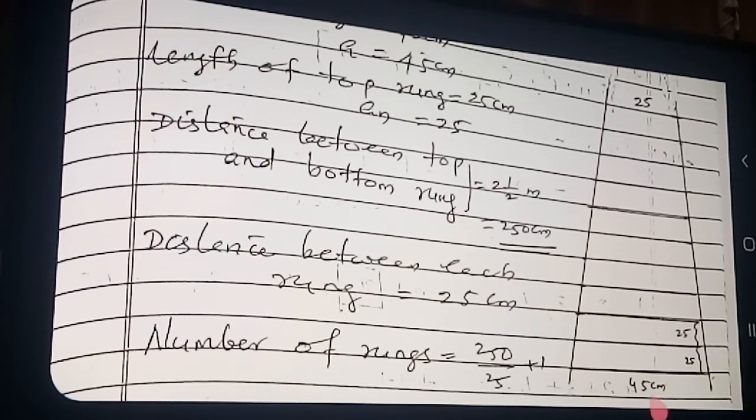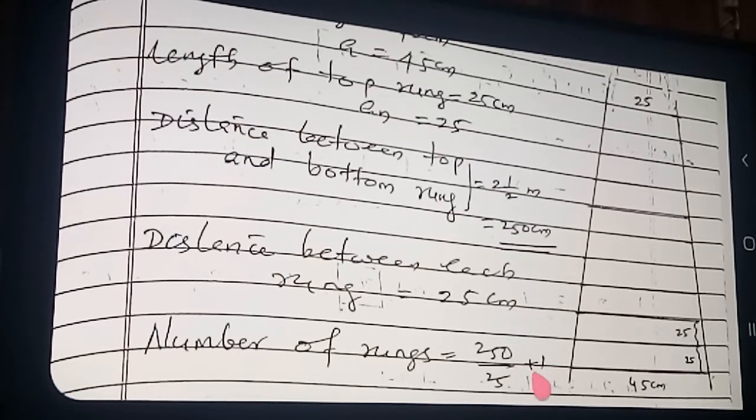We can count once and see here. From here to here, 50 centimeters came. Again from here to here, 50 centimeters came. So total 1 meter. And again 1.5 meters. From here to here, 2 meters. And from here to here, 2.5 meters. Now count and see how many rungs there are: 1, 2, 3, 4, 5, 6, 7, 8, 9, 10, 11 rungs. So including the bottom and top, you need to add plus 1.